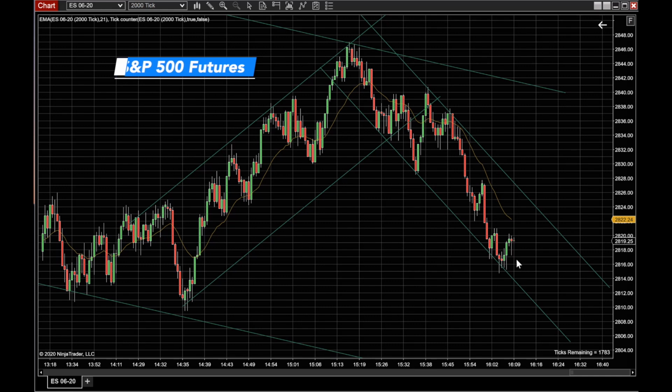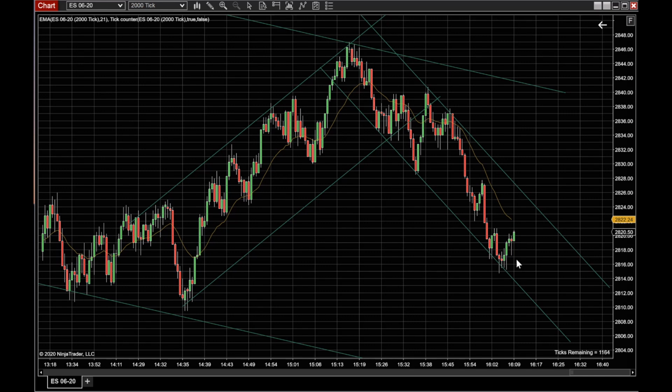This is day 5 of me trading the S&P 500. I will be giving commentary on the trades that I take and the thoughts behind each of my trades. If there's anything that you don't understand, feel free to comment below and I'll be more than happy to help you out. So let's begin with the chart.